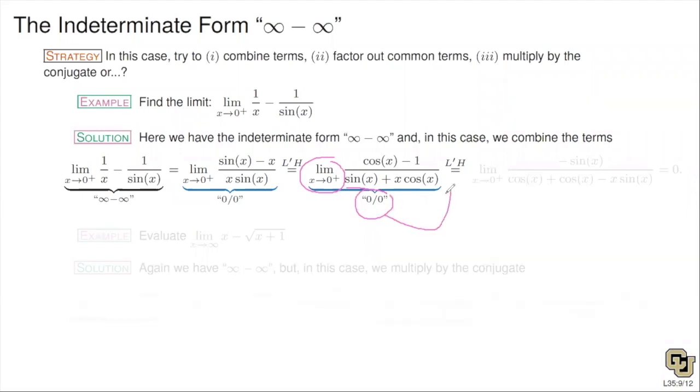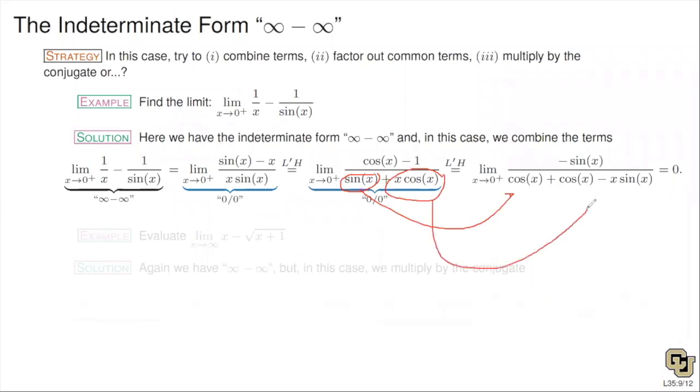No problem. Let's just try L'Hopital's rule one more time. You see in the numerator, the derivative of cosine x minus 1 is just negative sine x. In the denominator, derivative of sine x is cosine. Now be careful, derivative of x cosine x, I need a product rule. Be careful.